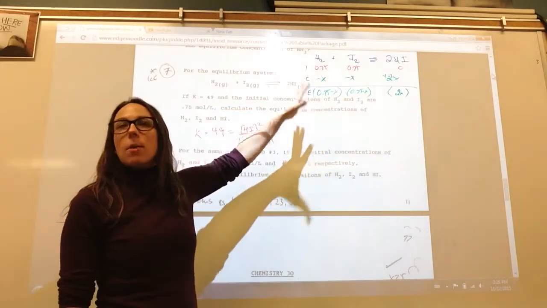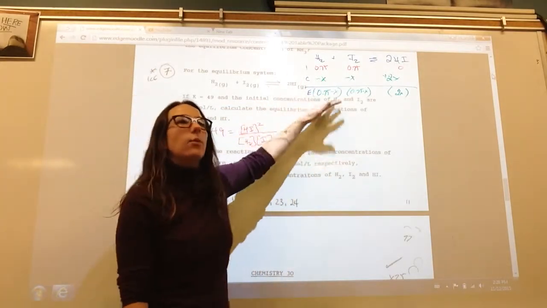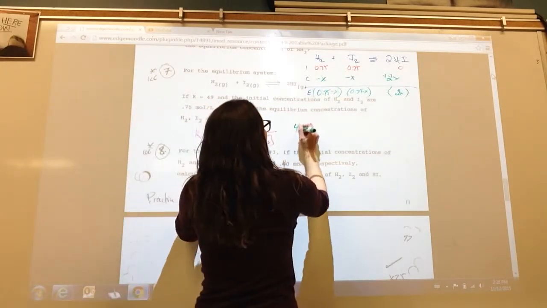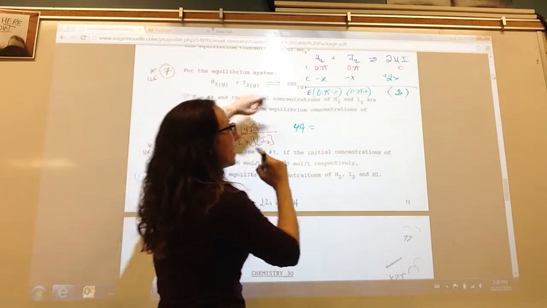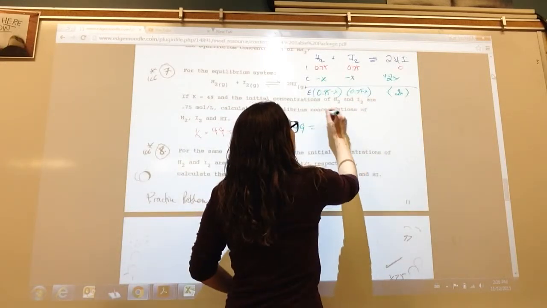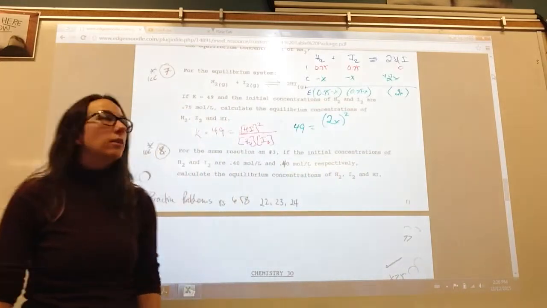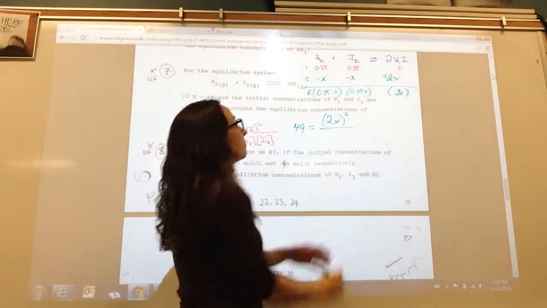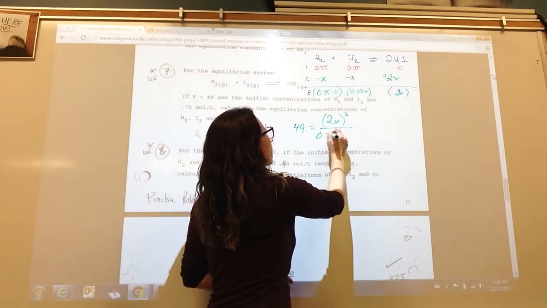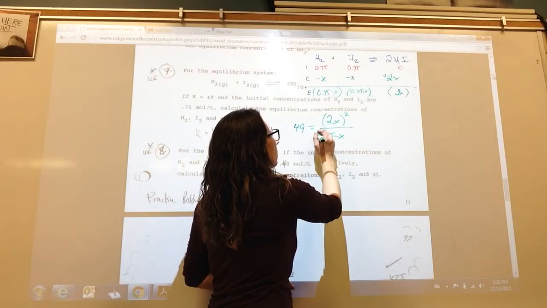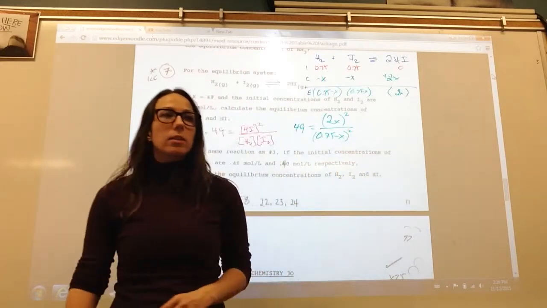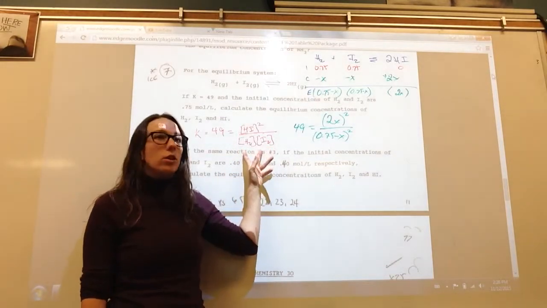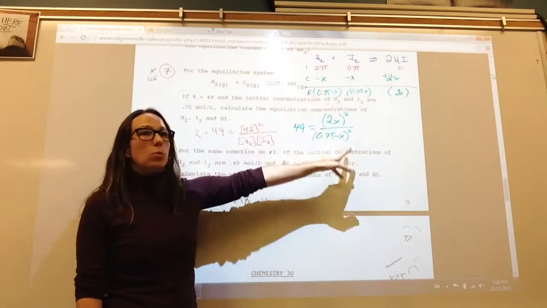Now I've got some numbers, or some e's anyway, that I can plug into here. So now I have 49 equals, HI at equilibrium is 2x, and that's all squared, because HI is squared. At the bottom, my H2 is 0.75 minus x. I am going to square it for simplicity. Because H2 and I2 are the same concentrations, I can just put squared.